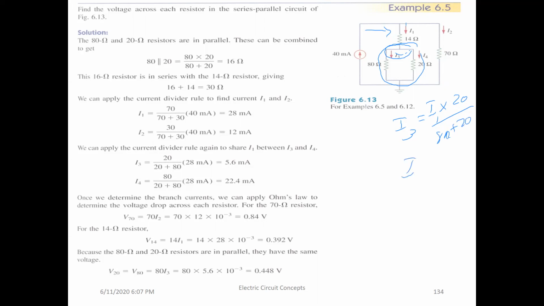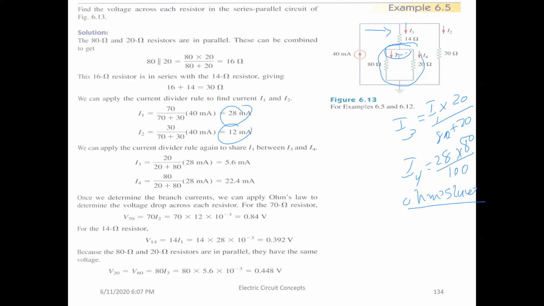And then the same thing for I4 will be I1, and again we already had an I1 and I2, so this is our I1. It will be 28 multiplied by the opposite resistor, which is 80, divided by 80 plus 20, which is 100. So using your calculator, you will be able to determine it. Now, if we want to find the voltage across each resistance, then we use Ohm's law.